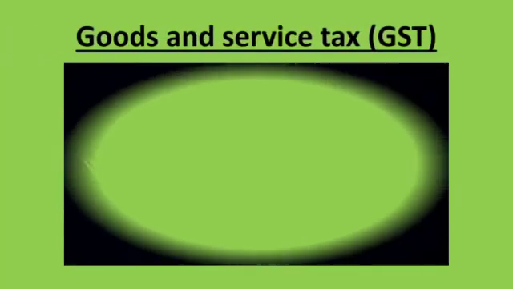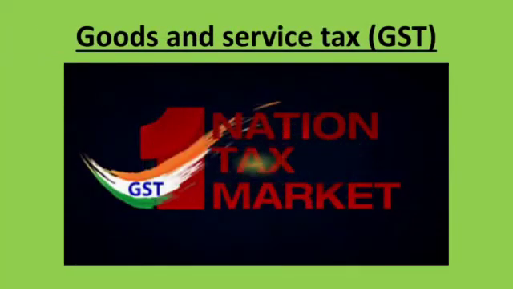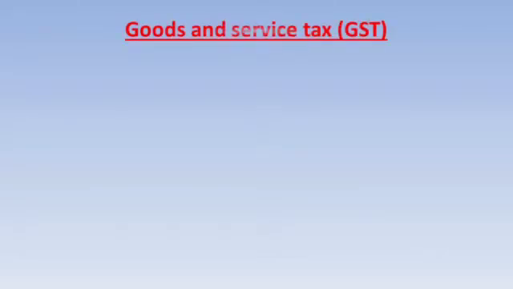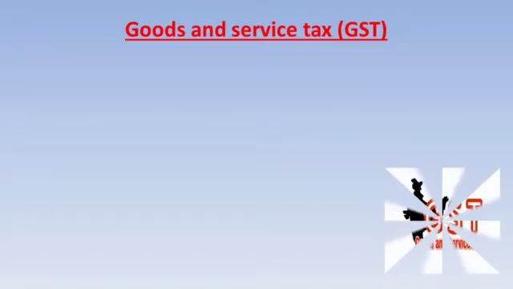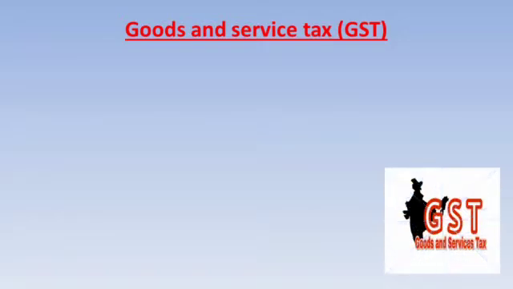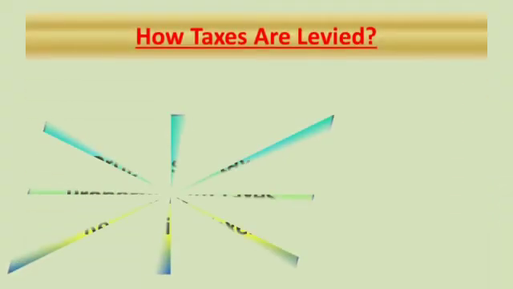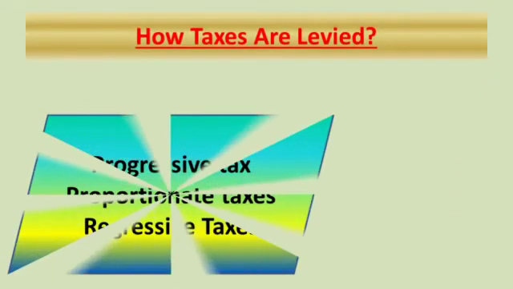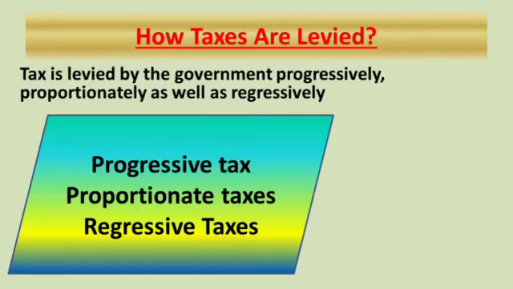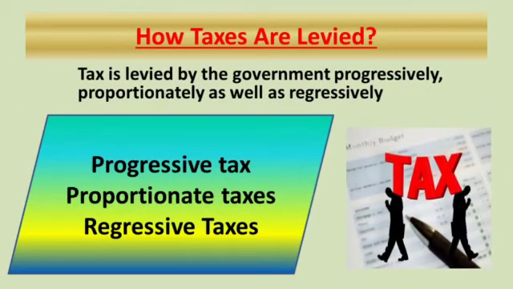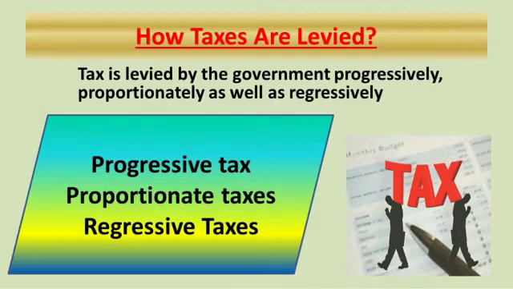Next we will move to goods and service tax, GST. This is one of the indirect taxes. The GST was first passed in the Parliament on 29th March 2017. The Act came into force on 1st July 2017. The slogan of GST is One Nation, One Market and One Tax.